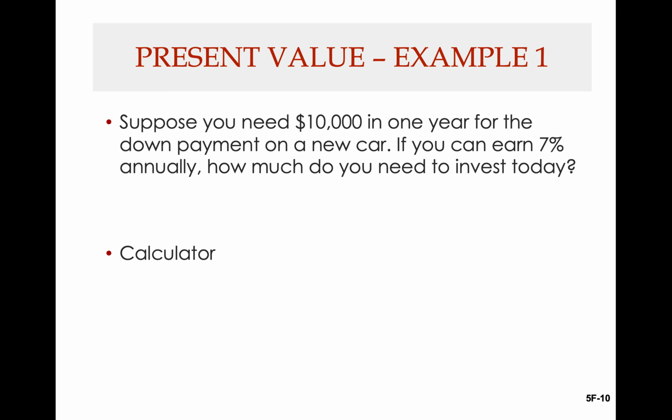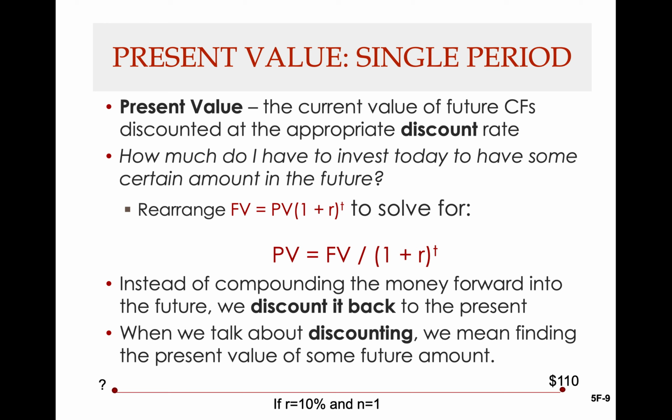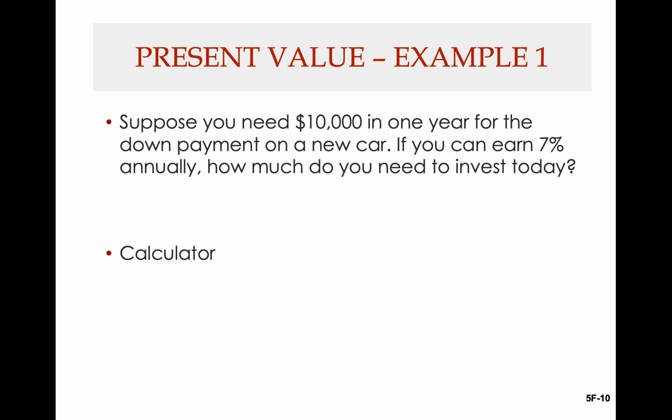If we want to use the formula, we will use the formula from the previous slide where we would divide some future amount by 1 plus the interest rate raised to the power of the number of compounding periods. So using that formula, we can find that the present value is equal to $9,345.79. Or you can use your financial calculator.